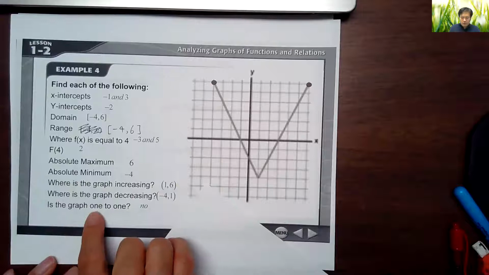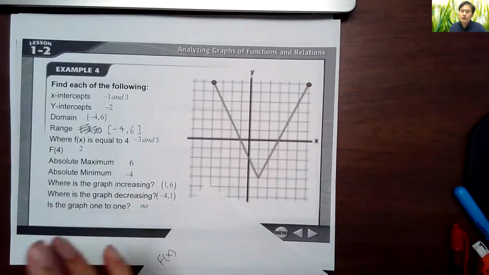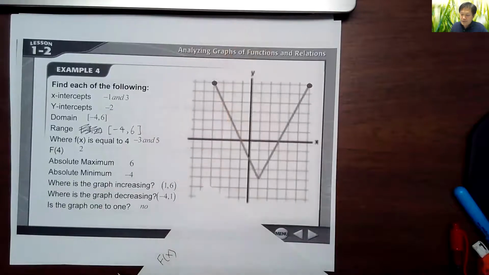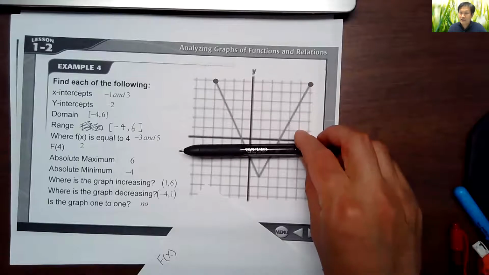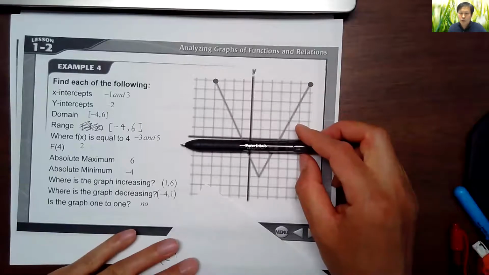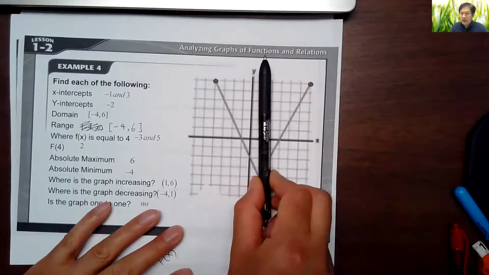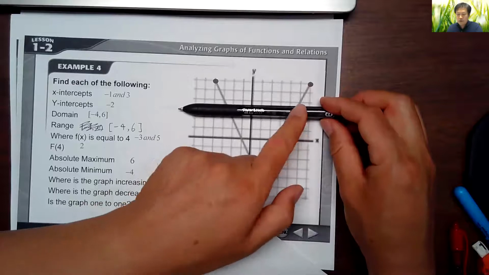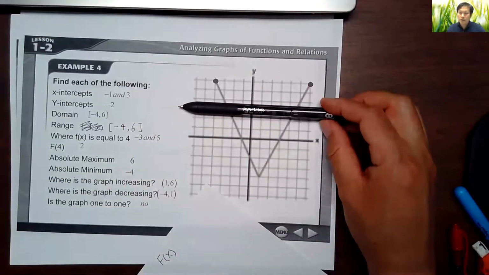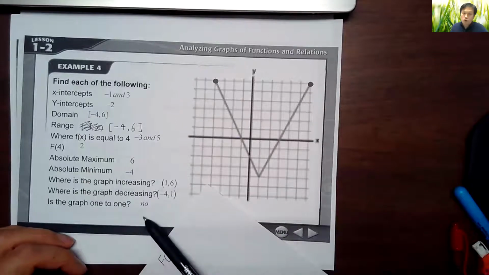Is the graph one-to-one? One-to-one means it passes the vertical line test and also passes the horizontal line test. It cannot pass more than once for any test. So the vertical line test passes. The horizontal line test fails because right here it's passing more than one point. So it fails the horizontal line test. One-to-one, no.